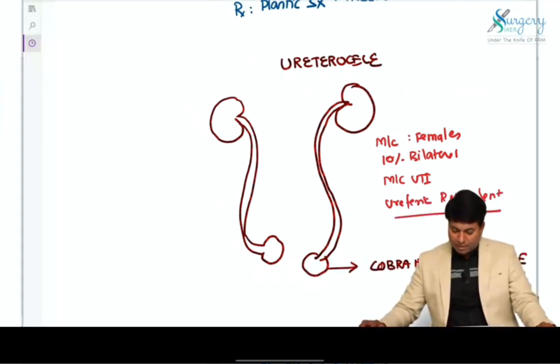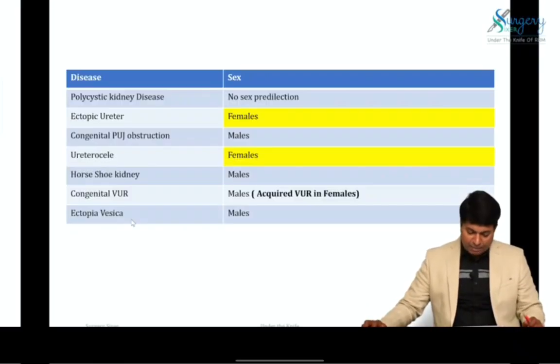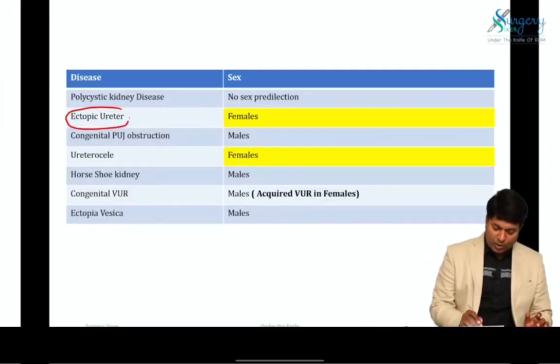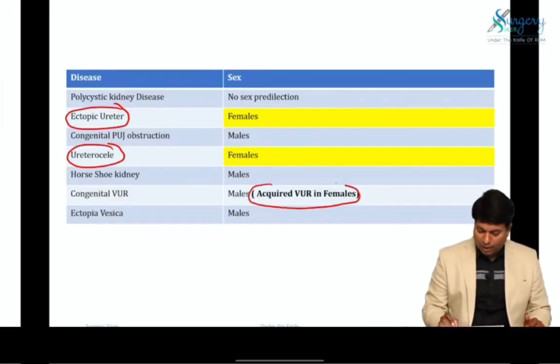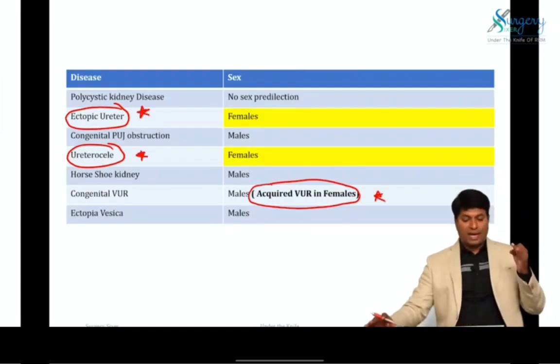Now let me show you the images of these anomalies, full of interesting pictures. You must not forget any picture. All the anomalies are common in males except ectopic ureter, ureterocele, and congenital and acquired VUR. So these are the three things common in females: acquired VUR, ectopic ureter, and ureterocele.